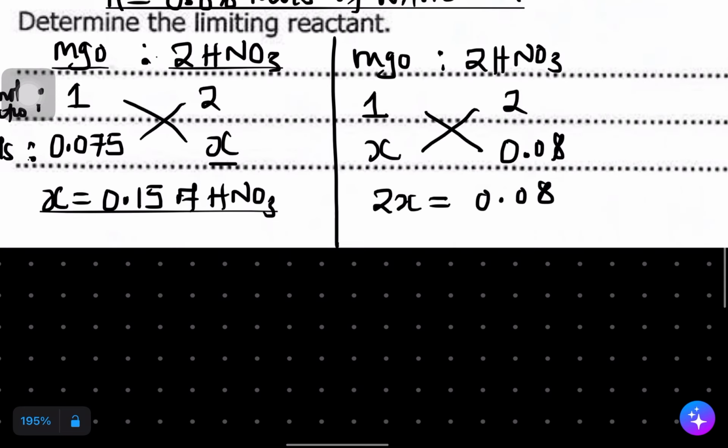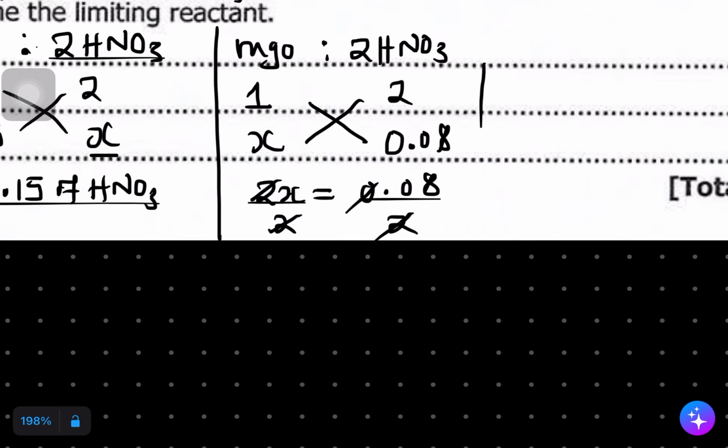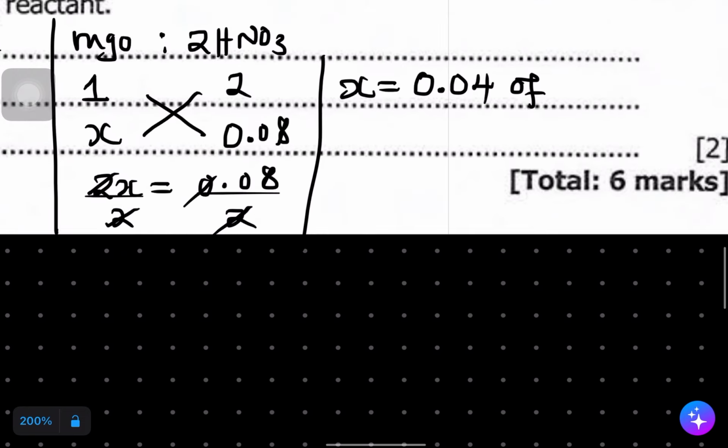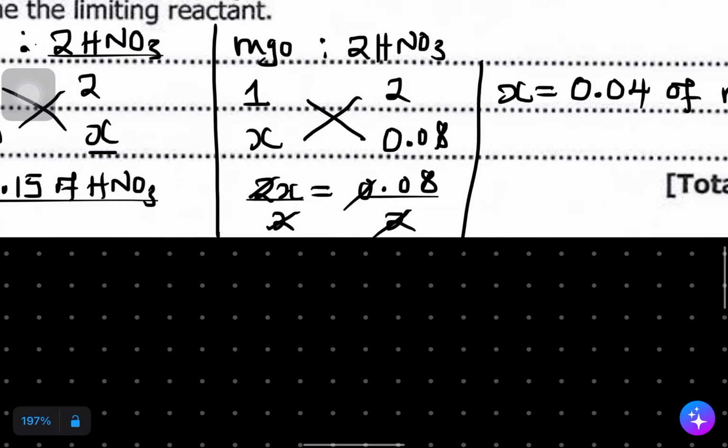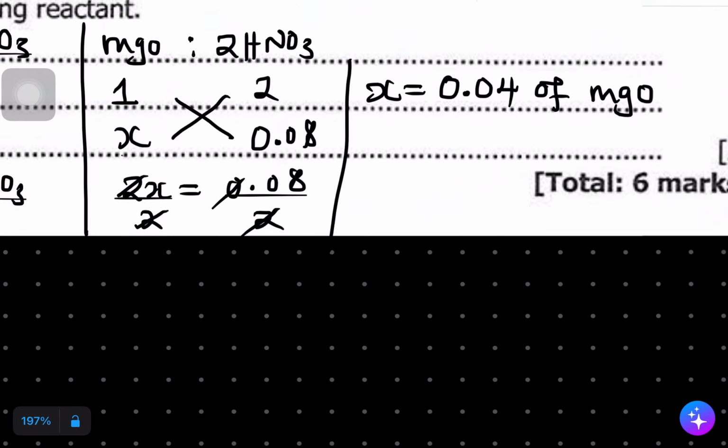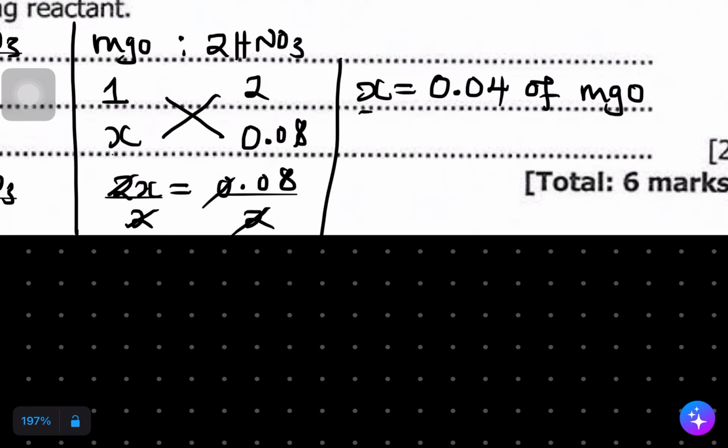0.08. And then what we do here, we divide all sides by 2. This side by 2, this side by 2. 2 into 2 is 1, 1 times x is x, okay? And then 2 into 8 is 4. So our answer there, x will be equal to 0.04 of magnesium oxide. Okay, so we are determining magnesium oxide. So remember that we had to put an x on the magnesium oxide, and then we have found the magnesium oxide.